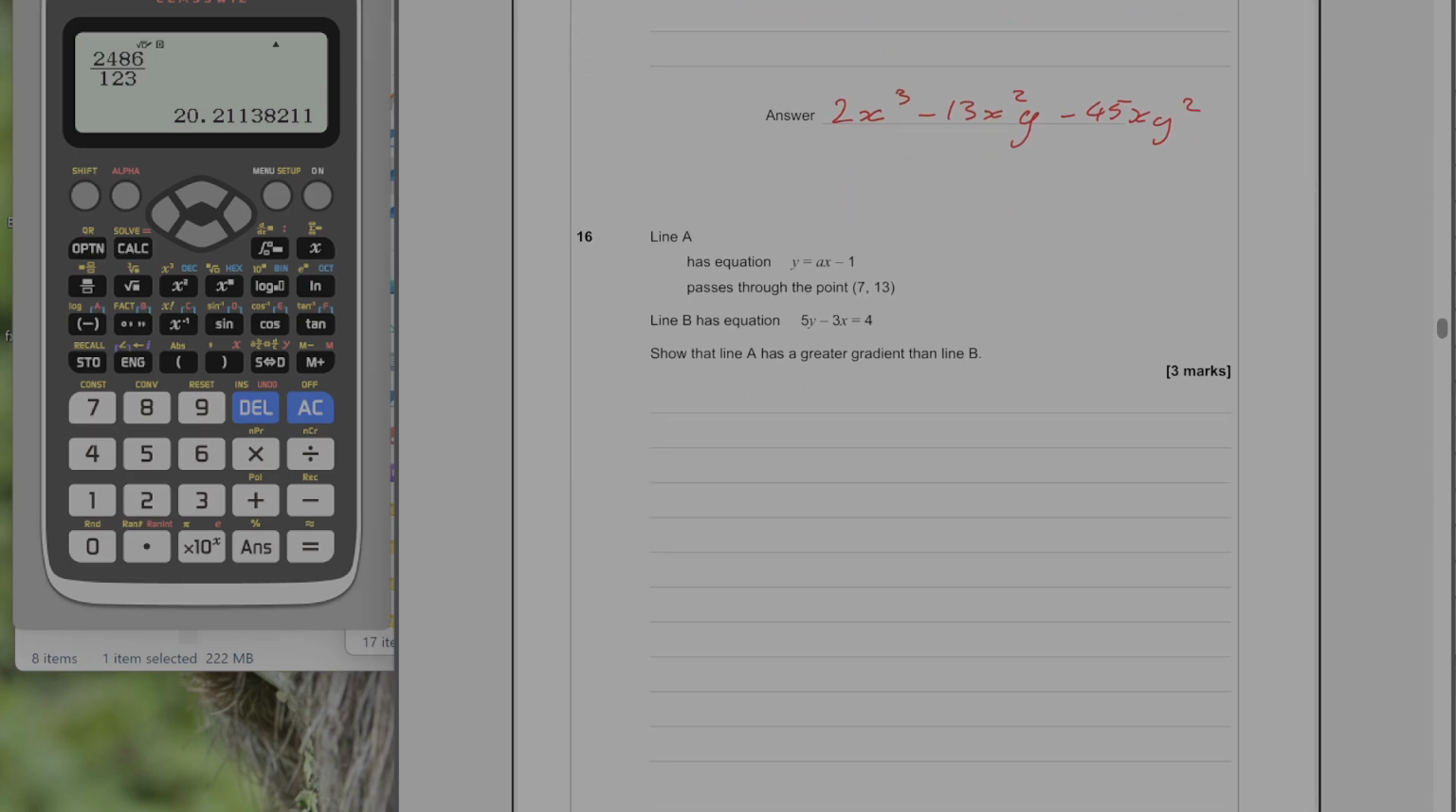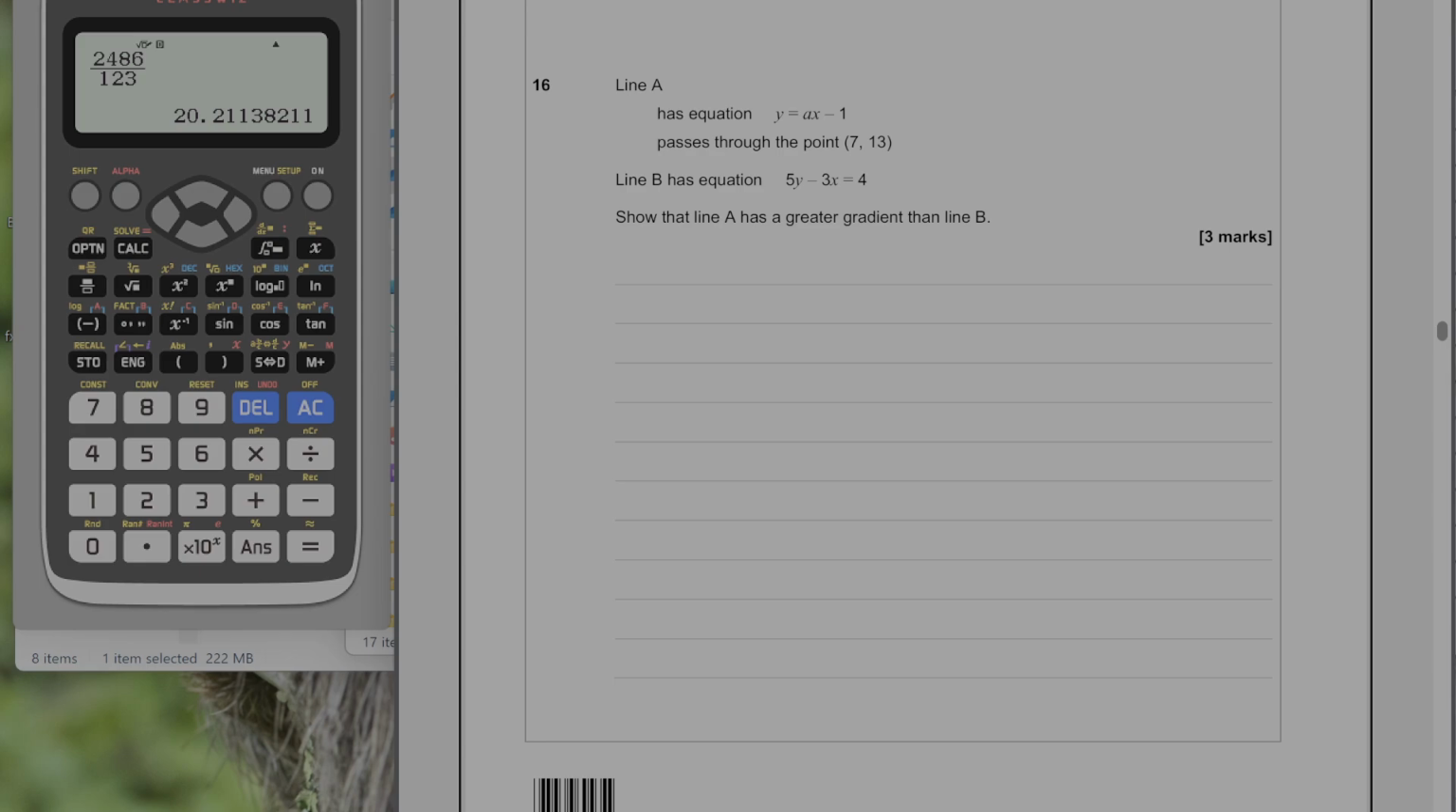Okay, so question 16. Line A has an equation of y is equal to ax minus 1 and passes through the point (7, 13). Line B has equation 5y minus 3x is equal to 4. Show that line A has a greater gradient than line B. If we start by working out the gradient of line A, we know the intercept and we know a coordinate on there, we just don't know the gradient. So when x is 7, y is equal to 13.